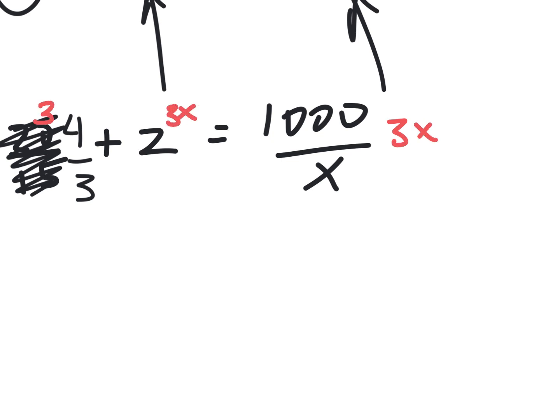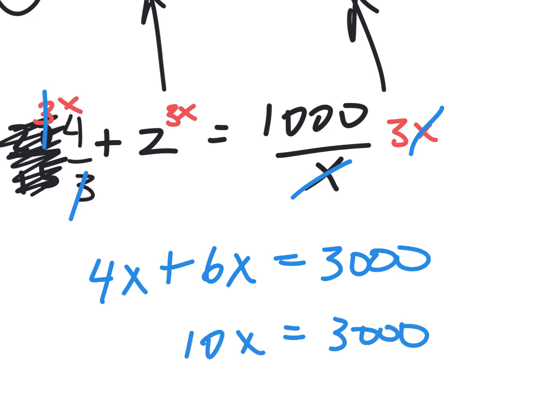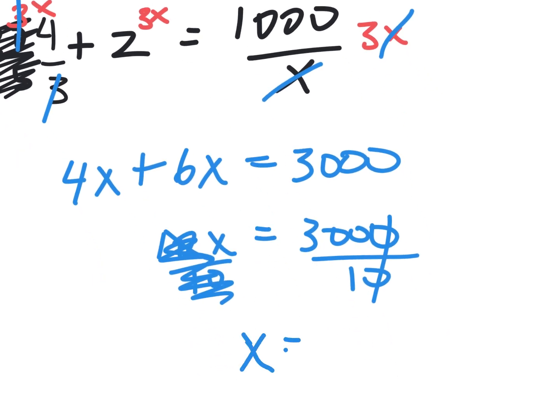3x, 3x, 3's cancel. So now it's 4x plus 6x equals, x's cancel, 3,000. 10x equals 3,000. Divide by 10, divide by 10. Cancels. 300. 300 hours? 300 minutes. If you wanted to figure out hours, we could divide that by 60. And what would it be? 5 hours. With my friend, it's going to take 5 hours.